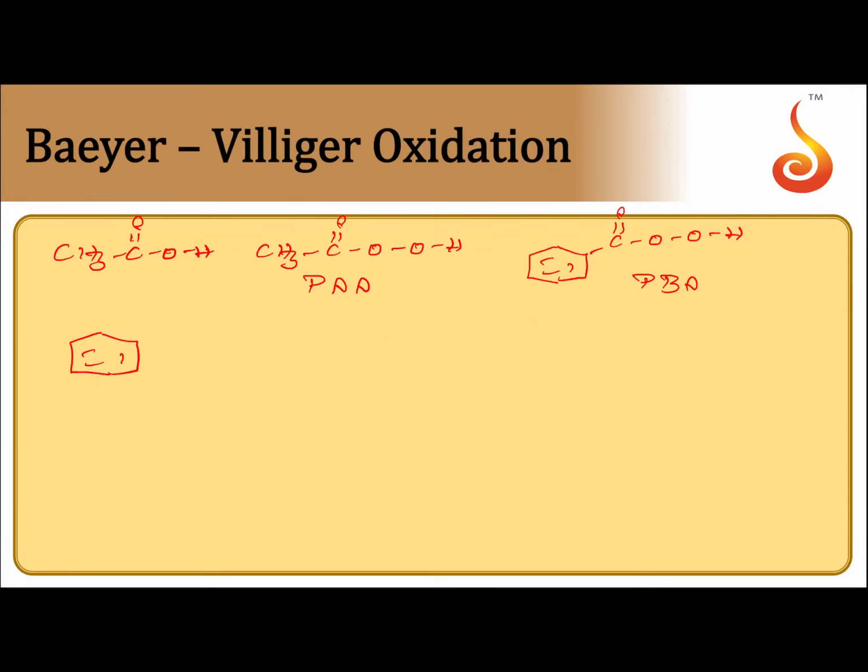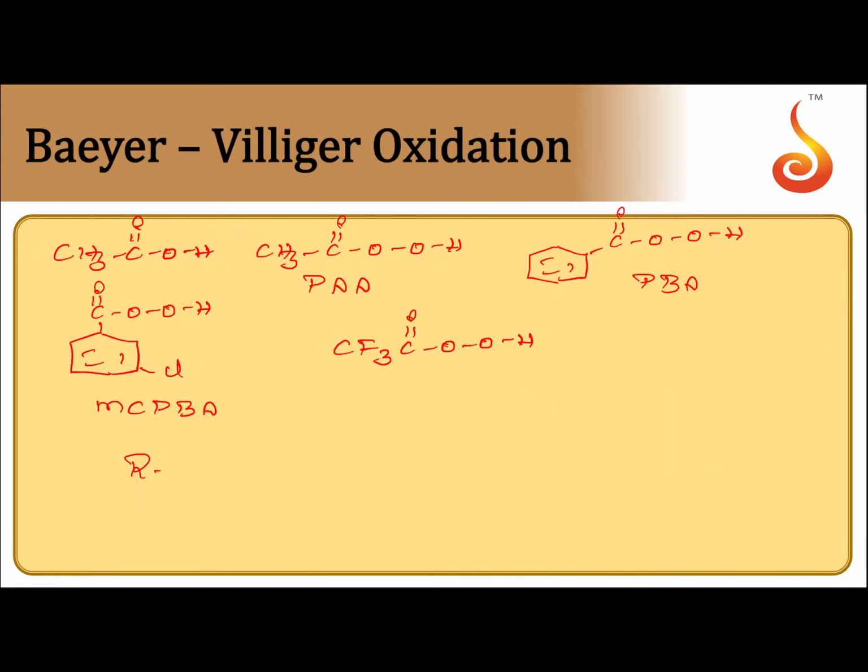And if you take this compound, this is metachloroperbenzoic acid. Similarly, CF3COOH. All these are some paracids which we generally use in Baeyer Villiger oxidation.